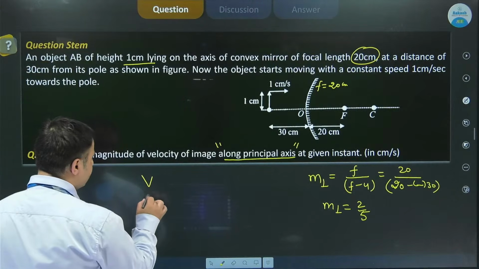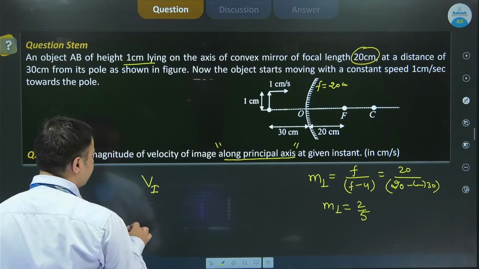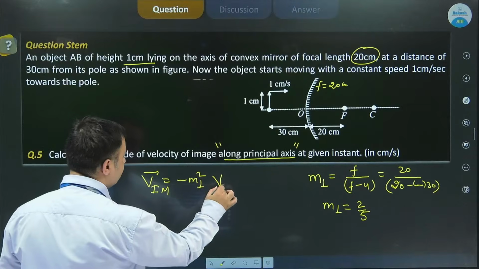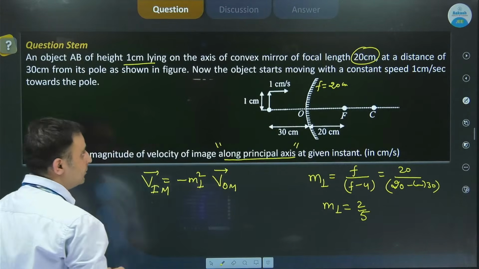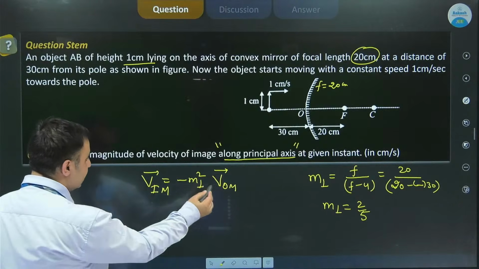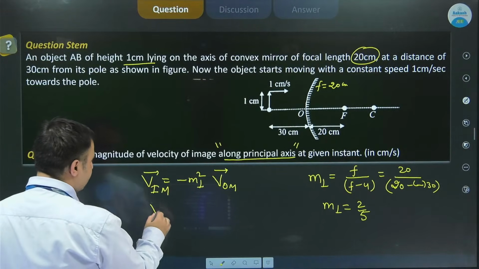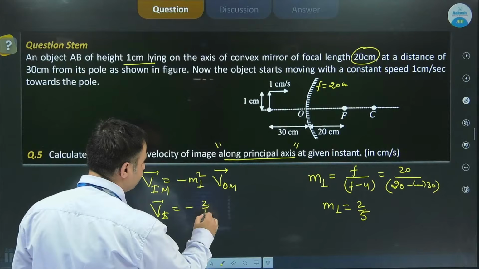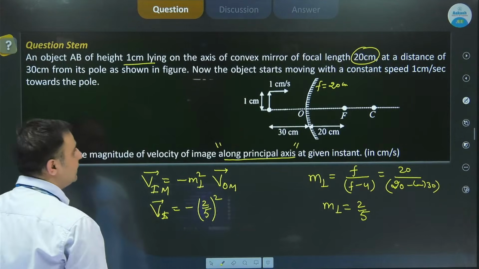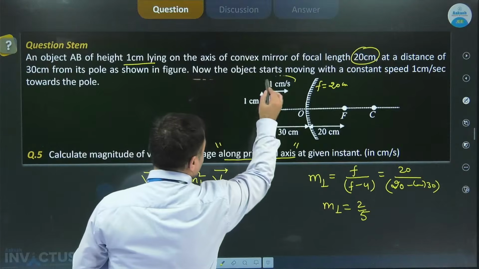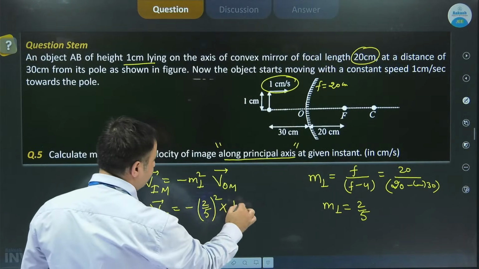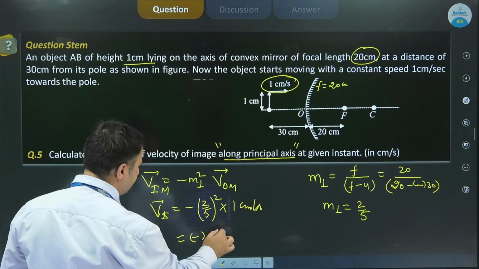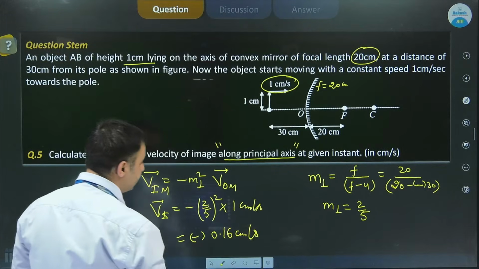Nice. Now we have to calculate the velocity of image along principal axis. So velocity of image along principal axis with respect to mirror is equal to minus m perpendicular square times velocity of object with respect to mirror. Now mirror is at rest, so these velocities are with respect to ground itself. So velocity of image is equal to minus 2 by 5 whole square, and velocity of object with respect to mirror is given as 1 centimeter per second. So multiplied by 1 centimeter per second. So on solving this, it comes out to be minus 0.16 centimeter per second.